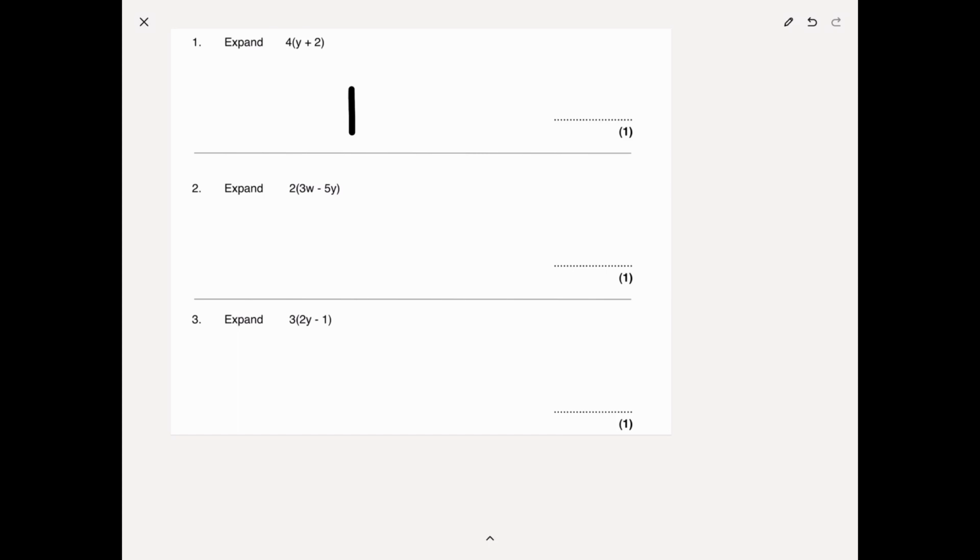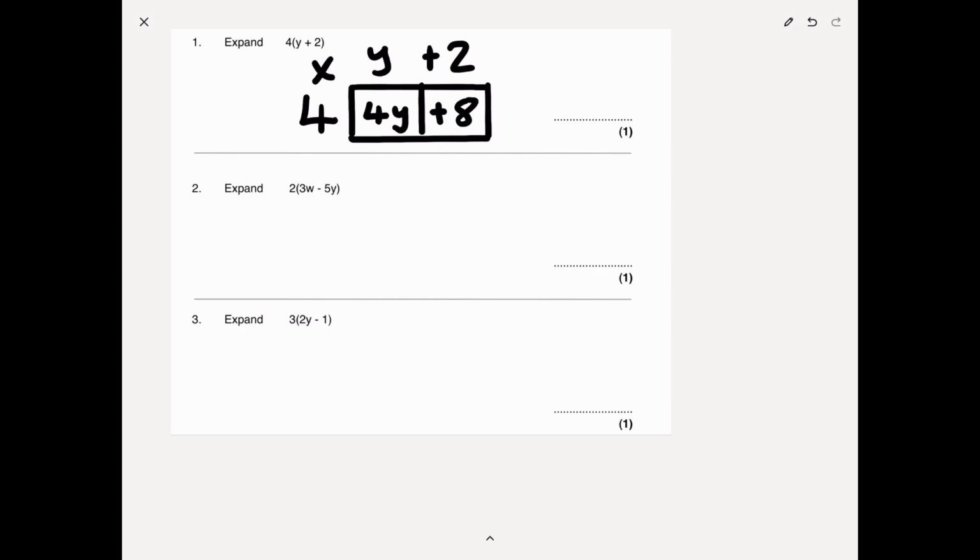So we draw ourselves out a grid, and that would be first of all a 2 by 1 grid, and we've got 4 brackets y plus 2. Put a 4 down the side, a times sign in the corner, and then the y plus 2 along the top. Now 4 times y in this first box gives us 4y. 4 times positive 2, well that's positive 8. So our answer then is just 4y plus 8.